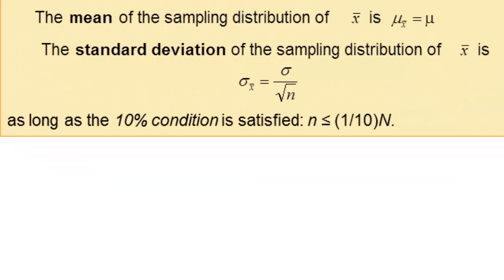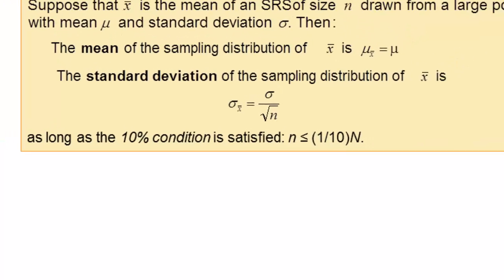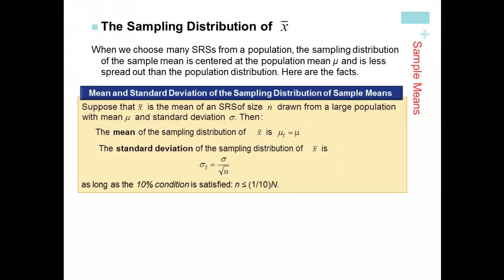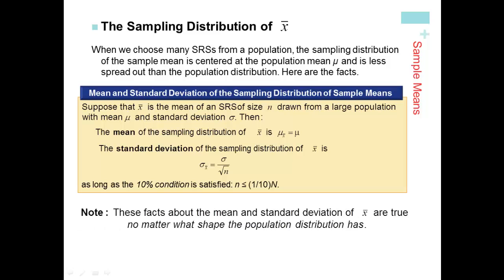Then, the mean of our sampling distribution, noted as mu sub x bar, will equal the population mean mu. The standard deviation of the sampling distribution of x bar, denoted sigma sub x bar, is equal to the standard deviation of the population divided by the square root of n. That standard deviation formula will only work as long as the 10% condition is satisfied. Keep in mind, that means the population must be greater than or equal to 10 times the number in the sample. Note, these facts about mean and standard deviation of x bar are true no matter what the shape of the population distribution.